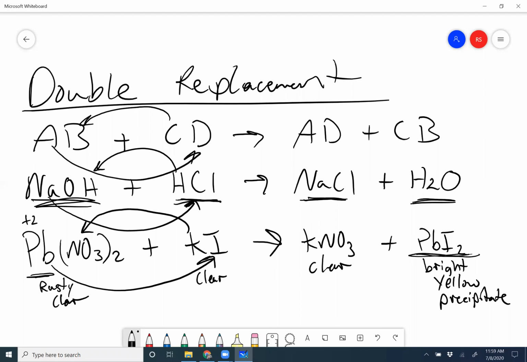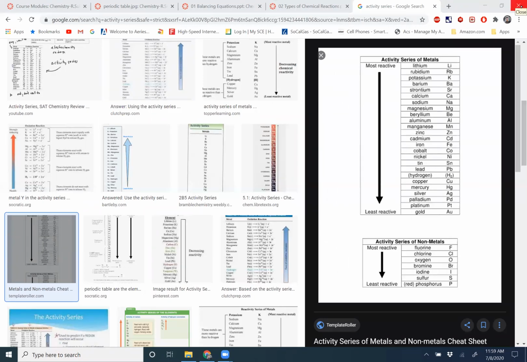And that's everything you need to know for chapter 11. Now, I'm available during the day if you need help with any of the questions. I'll put the activity series thing on the module so that you can reference that when you're talking about single replacement reactions. But other than that, it's a pretty quick and easy chapter because most of it you guys already did.